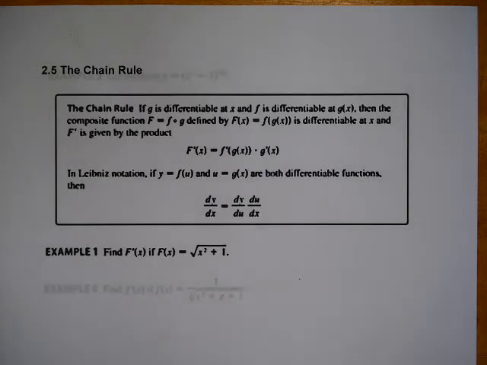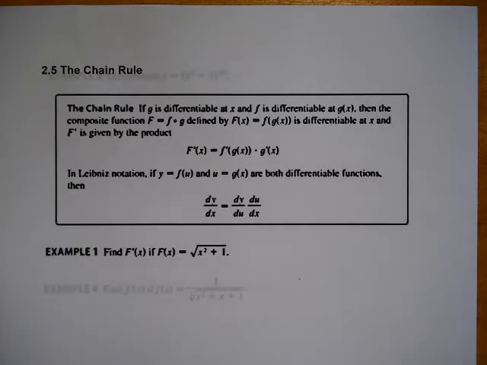So you can see the chain rule here, and it says if g is differentiable at x and f is differentiable at g of x, then the composite function F equals f of g, defined by F of x equals f of g of x, is differentiable at x, and F prime is given by the product: F prime of x equals f prime of g of x times g prime of x. So, in other words, it is a composite function, which means you have one function inside of another function.